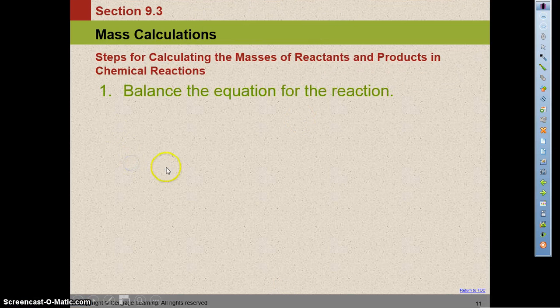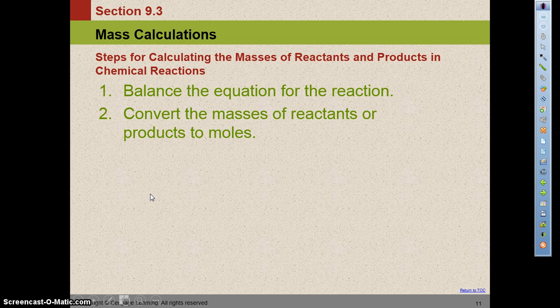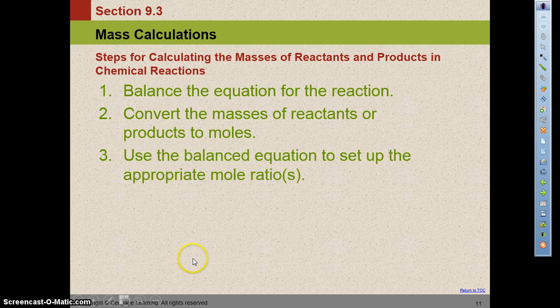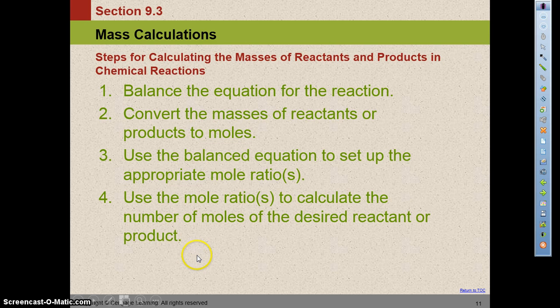So let's start with some basic steps for calculating the mass of the reactants and products. So first of all, you always start with a balanced equation for the reaction. Then you're going to convert masses of reactants or products to moles, use the balanced equation to give you a mole-to-mole ratio setup, and then use the number of moles from the ratio to calculate the number of moles of the desired reactant or product. The 4 basic steps of mass calculation. Then you're going to convert from moles back to masses. So this is really similar to what we've done in the last 2 sections. The only difference is we have masses involved, and those masses, before we can do anything with them, must be turned to moles first.